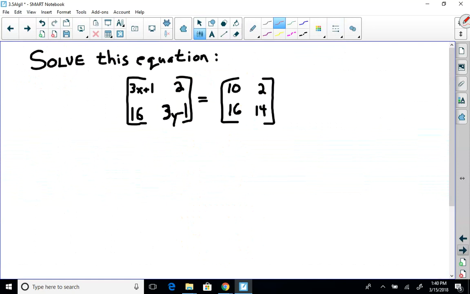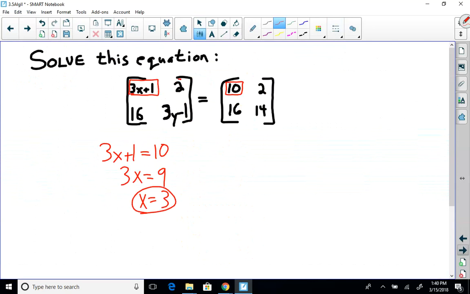Here is a basic matrix equation. We have a 2 by 2 matrix equal to a 2 by 2 matrix. I think it would logically follow that each of the corresponding elements would be equal. 3x plus 1 would have to equal 10. Let's put that in an equation. That will allow us to find x. Subtract 1 from both sides, divide by 3.